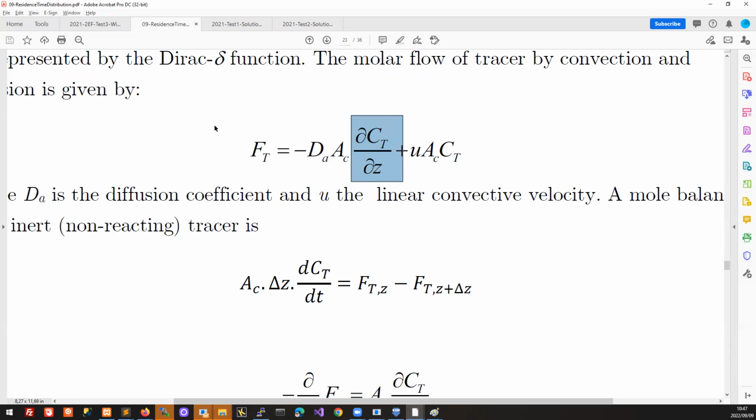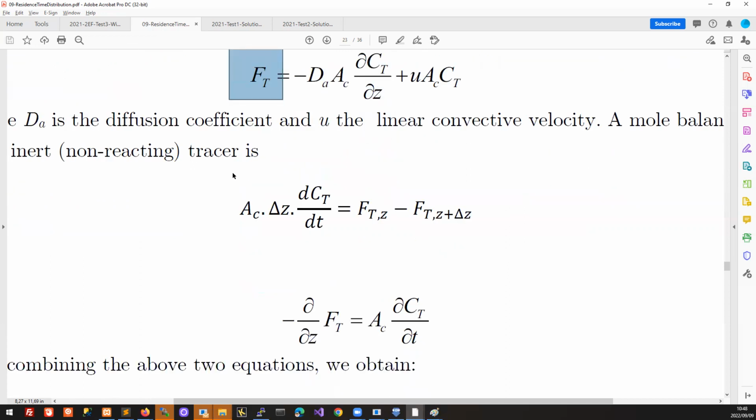And now what we want is a molar flow. We know diffusivity and concentration gradient, that gives us a molar flux. What we really want is a molar flow rate. So we need to multiply by the area that we are fluxing across, which is the cross-sectional area in that reactor. So that's our molar flow rate. And then if we write our balance, we can say the rate of change of moles in our control plug equals the flow in minus the flow out.